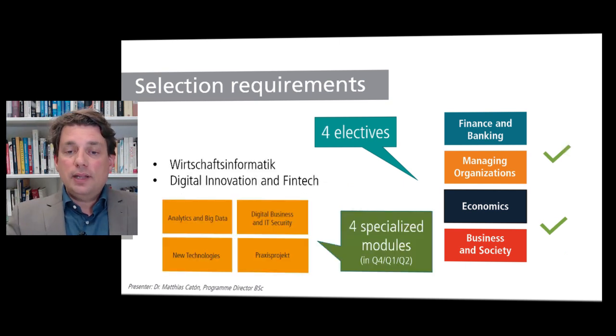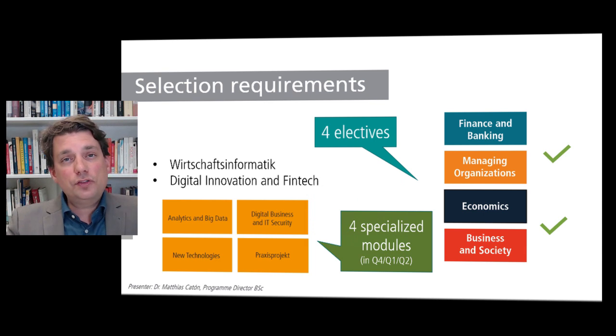Wirtschaftsinformatik and Digital Innovation and FinTech students have 4 mandatory modules that you can see here on the slide, which leaves 4 electives that you can choose freely, and with those 4 electives you have to cover at least 2 of the 4 areas.